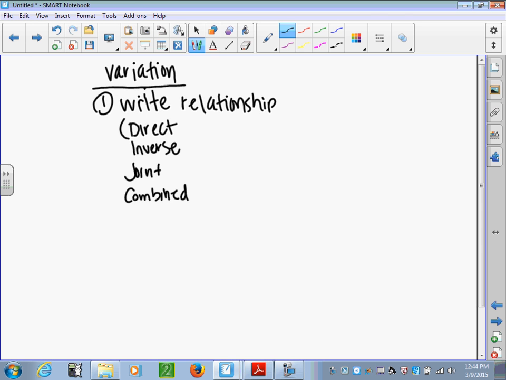We identify it by reading the word problem and figuring out what we have. Usually it will just tell you directly in the problem. Remember, for direct, the equation is y equals kx. Inverse is y equals k over x. Joint is y equals kxz; we have two variables, versus in direct variation we only have one. And combined is the combination of direct and inverse, so it's y equals kx divided by z. So we have to write out the relationship first.